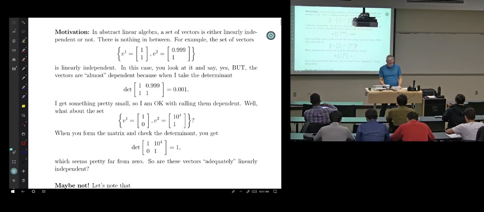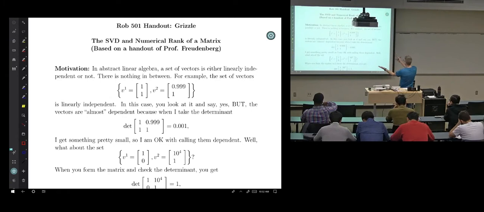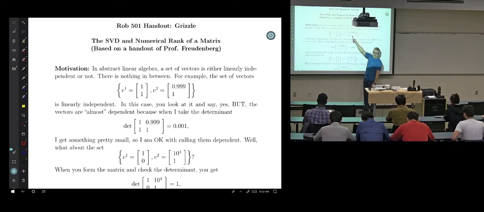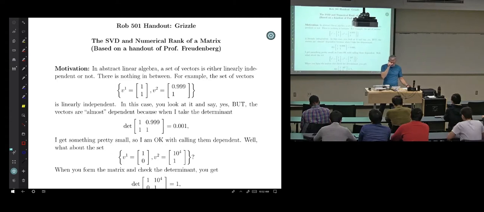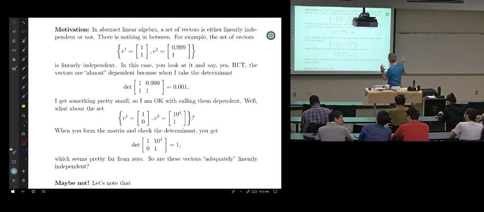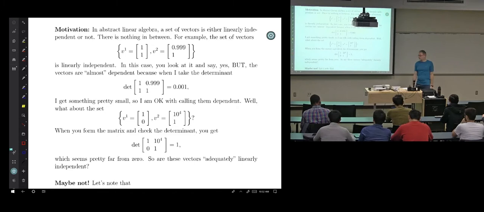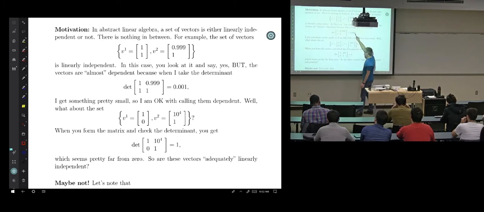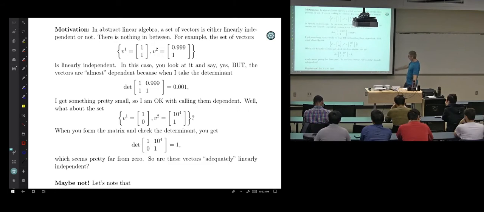We have these two vectors, and we would say obviously they are linearly independent, but not by very much, okay? So they're nearly dependent, and we'd like to be able to quantify that. And this is just pointing out that the determinant tells you nothing about how independent or dependent the vectors are in a qualitative sense. Because yes, here the determinant is really tiny, but for these two vectors, the determinant is 1, and that doesn't seem so small, but yet they are also nearly linearly dependent.